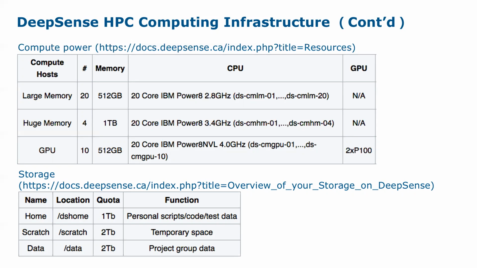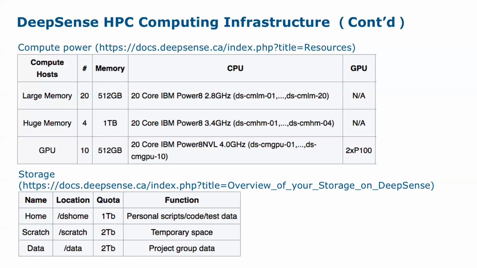The second directory for you is Scratch. It's 2 terabytes. It's a temporary space for your temporary output and your temporary data. So you need to regularly clean your Scratch space to make sure you don't take all the space of your Scratch space. Otherwise, your jobs may not be running normally because of the space problem.